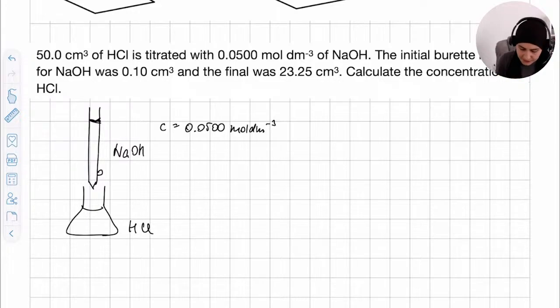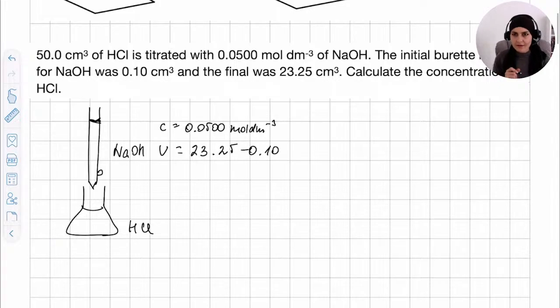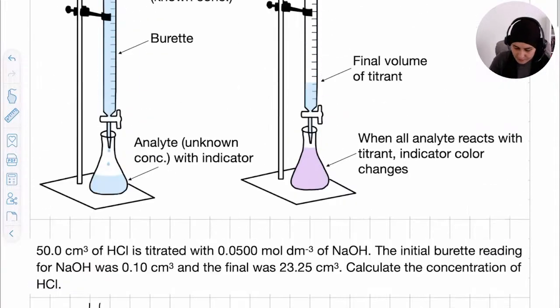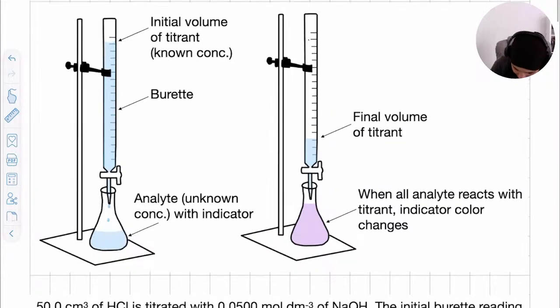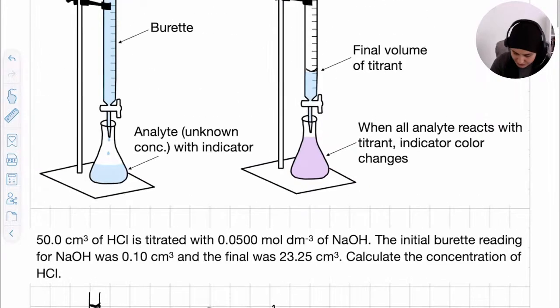If the initial burette reading was 0.10 and the final was 23.25, then the volume we drop down would be 23.15. So the volume of NaOH would be 23.25 minus 0.10. I hope you get it. Imagine this is, let's say, 0.1, and this was 23.25.